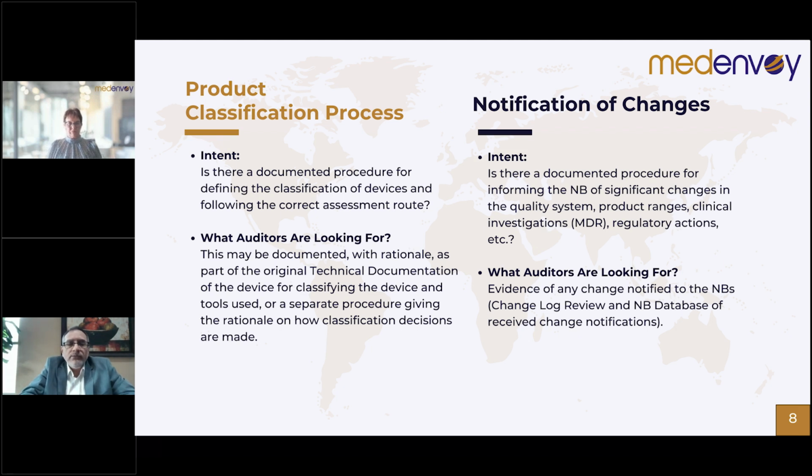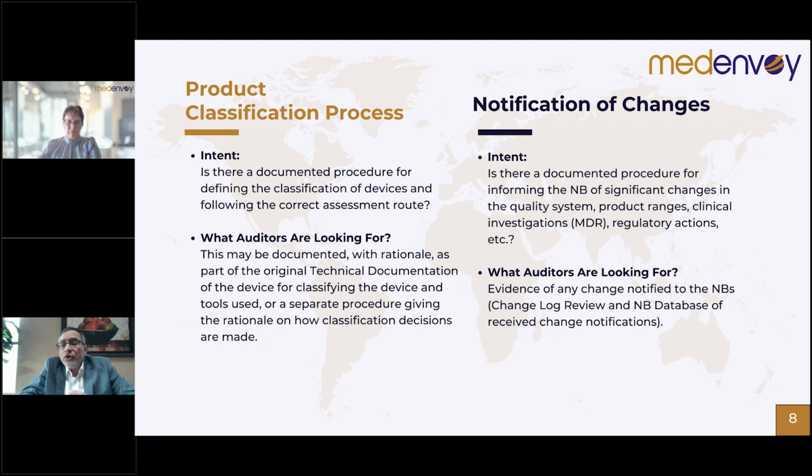A lot of notified bodies, as I said, have a dedicated change notification form, and then you should report them. So auditors are also looking at your change notification records to see if you have reported using the correct form and adequate details and that type of thing. So that's the process of change notification.